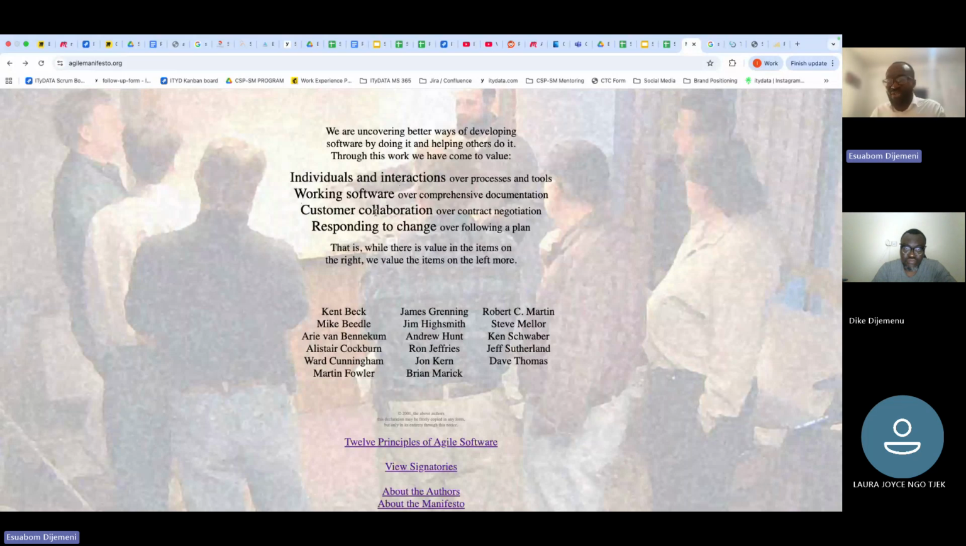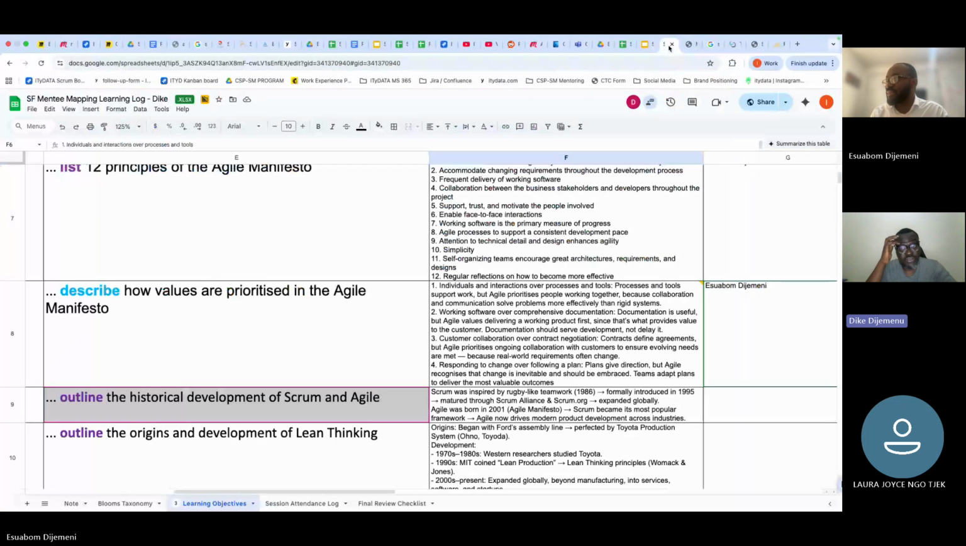I don't know, DK, if you have anything to add to that. That's how I saw it as well. I've put some comments there to show that they are prioritized based on customer value and the need to respond to change. So this is how they prioritize, which is still the same thing as the left over the right. Although the right is important, the left takes more precedence, or more importance, over the right.